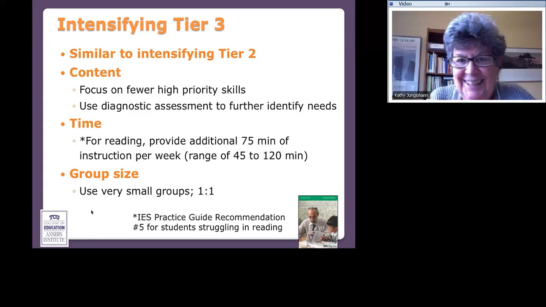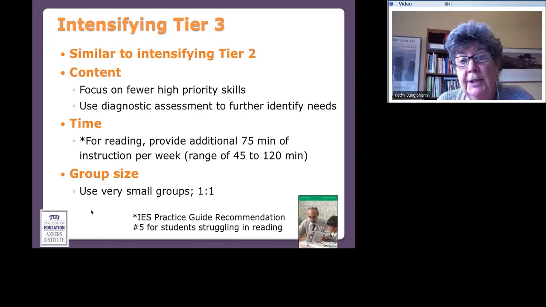Great, okay, thanks. I have a little bit more about intensifying instruction in Tier 3. And everything that I talked about intensifying in Tier 2 does apply to intensifying Tier 3, but there's a few additional things. One is that when we get to the content, we really want to focus on fewer high priority skills. We really want to get down to not addressing so many, but more in depth with fewer skills. And we might need to use diagnostic assessment to identify what those needs are.